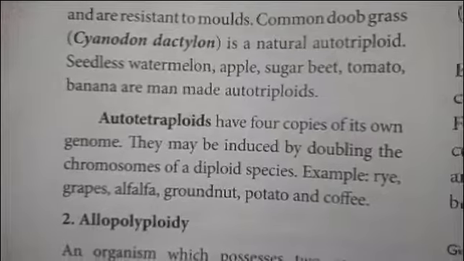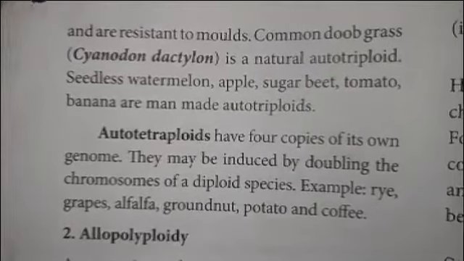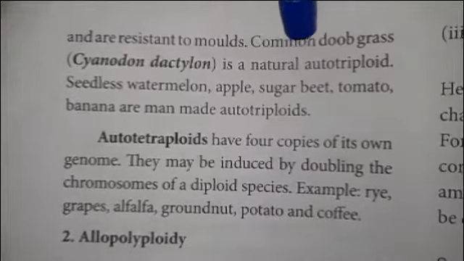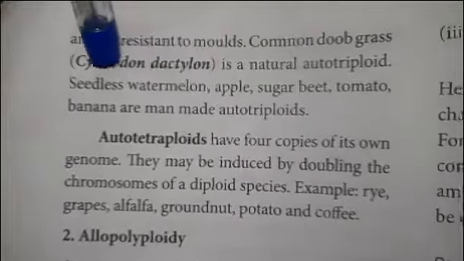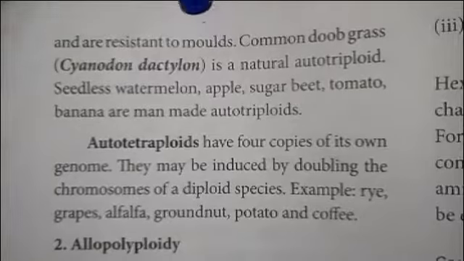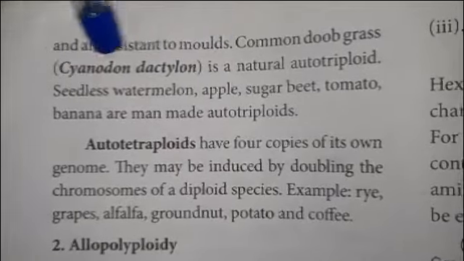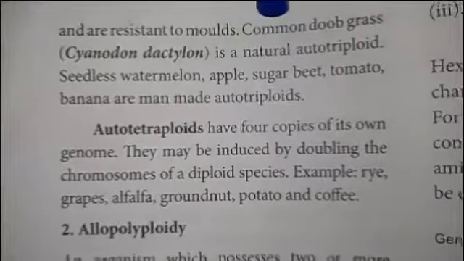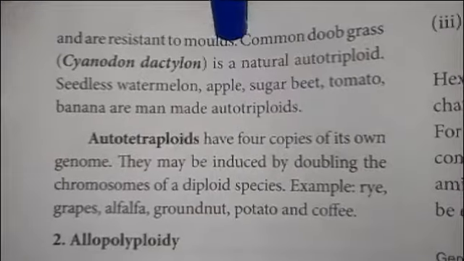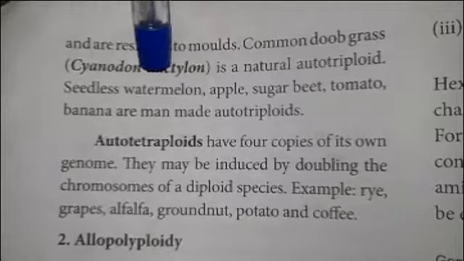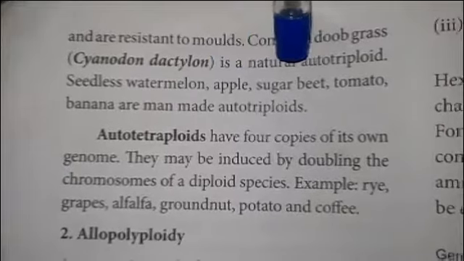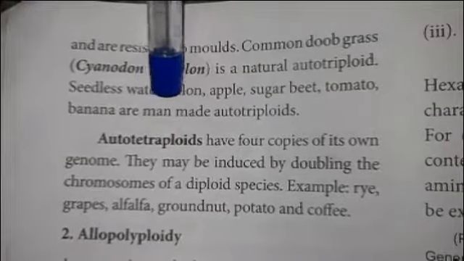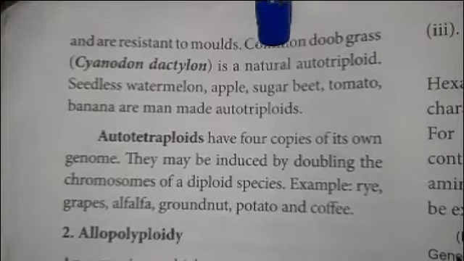The next common example is grass, in Tamil it is called arugambil. Binomial is Cynodon dactylon. These are natural autotriploids. They naturally produce a triple number of chromosomes without any crossing. Seedless watermelon, apple, sugar beet, tomato, and bananas are some examples of autotriploidy.